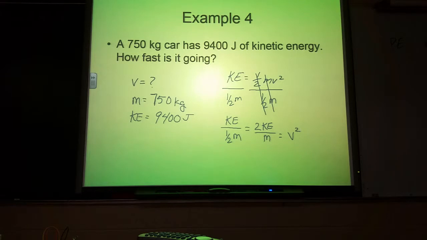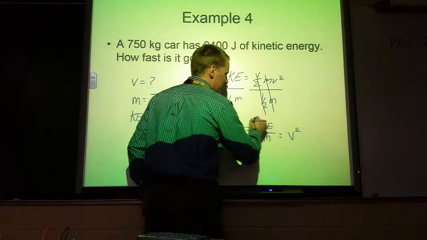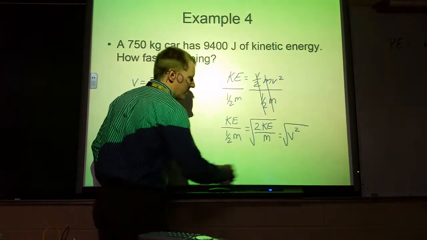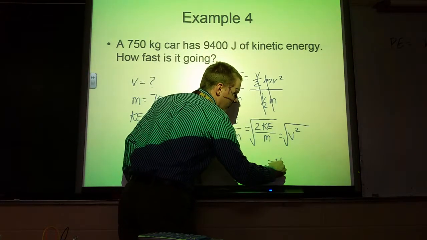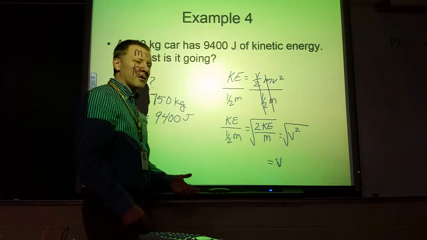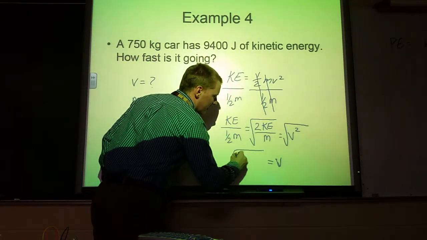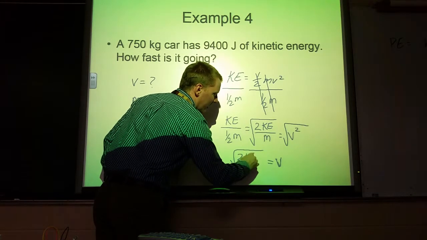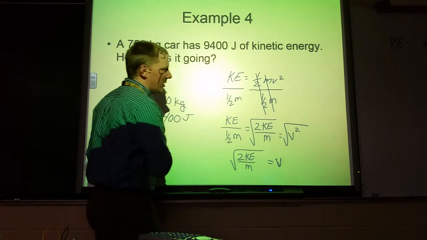How do we get just V? What's the opposite of a square? And I don't mean circle. Square root. So you've got to take the square root of both of these sides, like so. That will give us just V. We don't have to worry about the plus or minus root in this case. V is equal to the square root of 2 KE over m. I'm running out of room here.